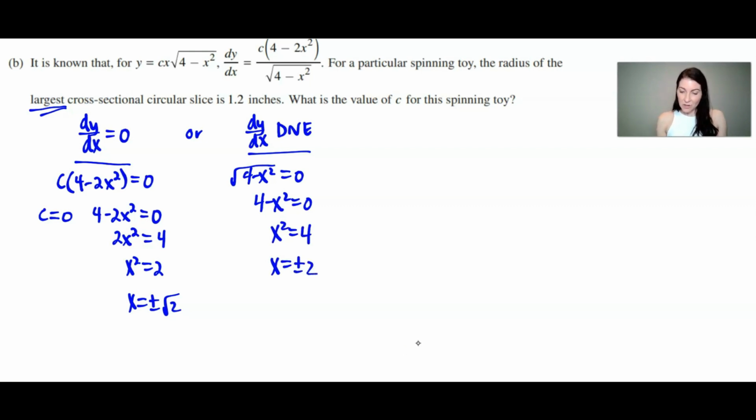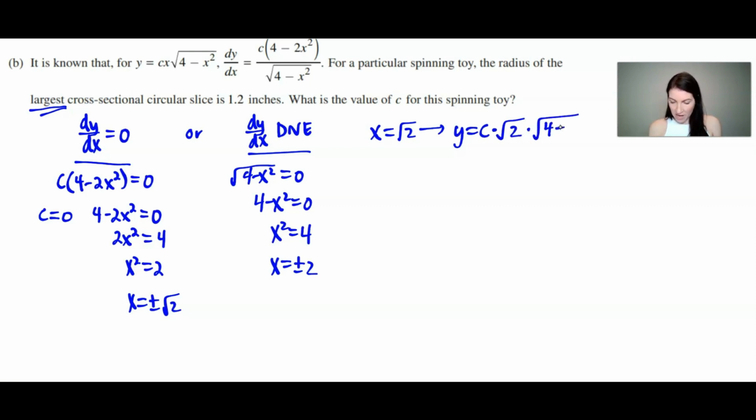All right, and so now I have the possible x values, and it says what is the value of c? So I'm going to plug in these x values into the original function. So again, I'm not going to use the c value of 0 because I'm looking for what is the value of c. And I have a positive or negative root 2 because I'm only in quadrant 1. I'm going to use an x value of positive root 2 and plug that into the original y function and see what I get. So I have y equals c times my x value, which is the square root of 2, times the square root of 4 minus x squared.